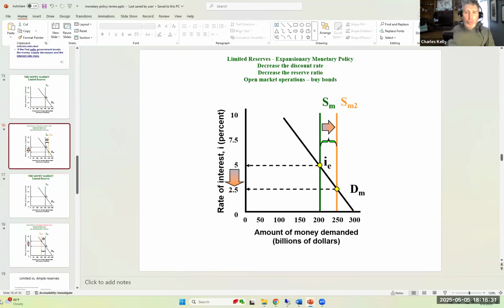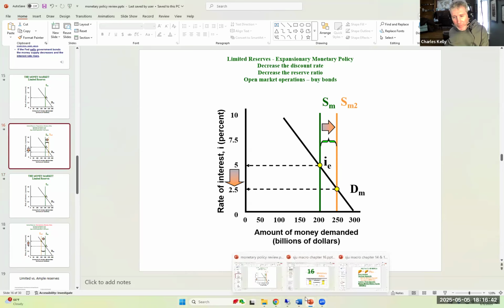But make sure you understand the basics of the money market and the idea of how changes in the supply of money affect interest rates. All right.